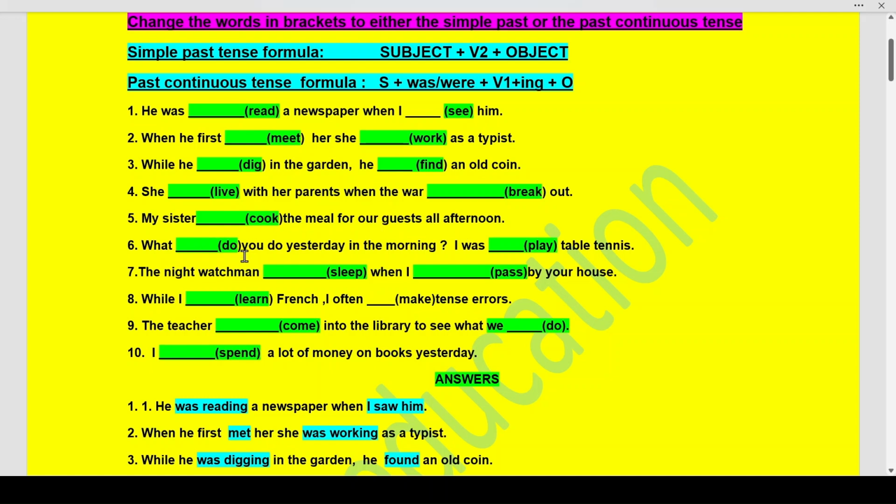What dash do you yesterday in the morning, I was playing table tennis. What were you doing? What did you do yesterday in the morning? I was playing table tennis. The night watchman sleep when I passed by your house. The night watchman was sleeping when I passed by your house. Night watchman is the subject. Was is the singular verb which is following watchman, the singular subject, followed by sleep plus ing because it is past continuous tense, when I passed by your house.